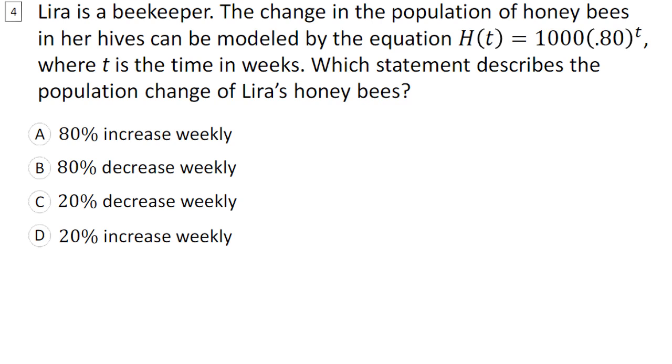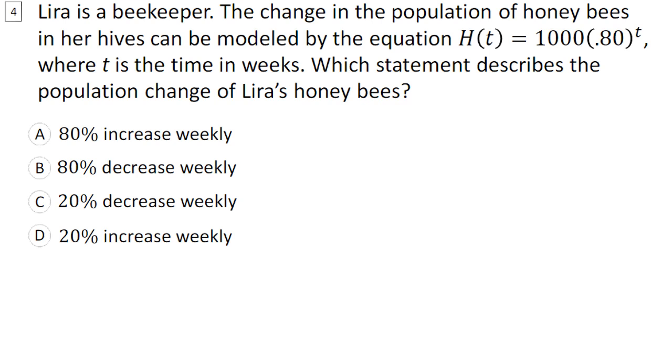This one's another application of that future value equation. This one actually gives us the equation right in the middle of the problem. They like to do that, give you a paragraph with an equation buried in it that asks you something about the equation. This one has us figuring out which statement describes the population. 80% increase, 80% decrease, 20% decrease, 20% increase.